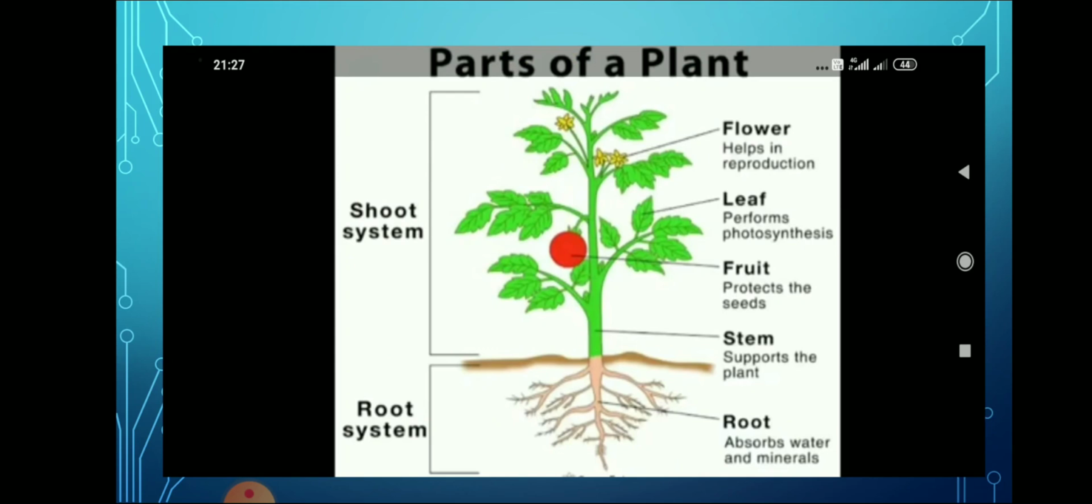Parts of a plant: shoot system and root system. One by one, I would like to tell about the functions of all of these. Flower helps in reproduction, leaf performs photosynthesis, fruit protects the seeds, stem supports the plant, and root absorbs water and minerals.